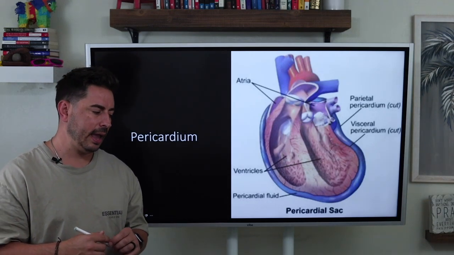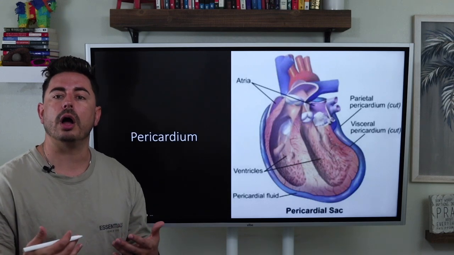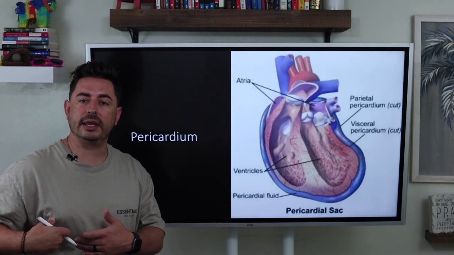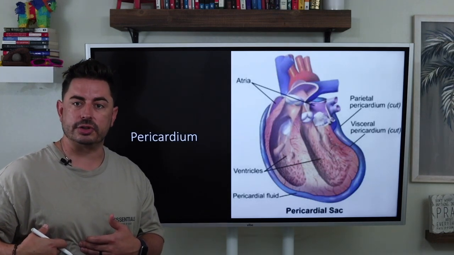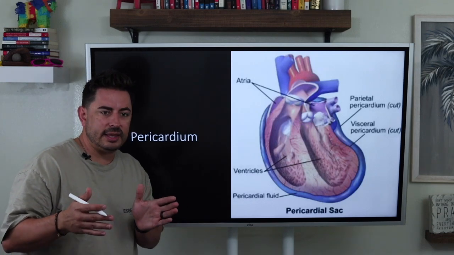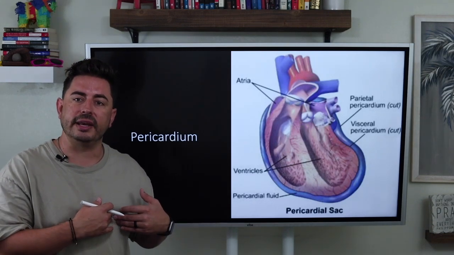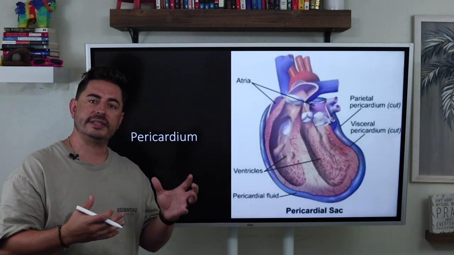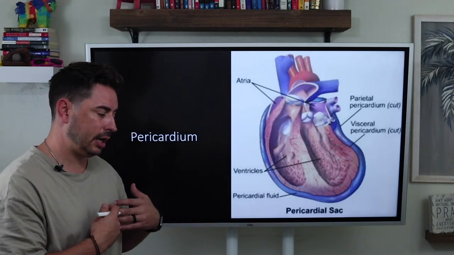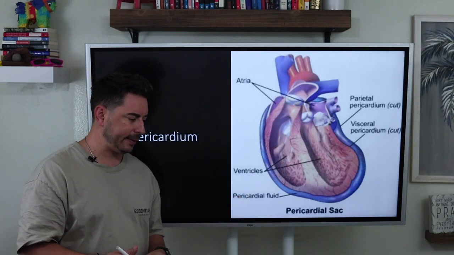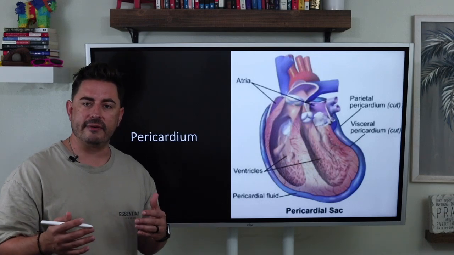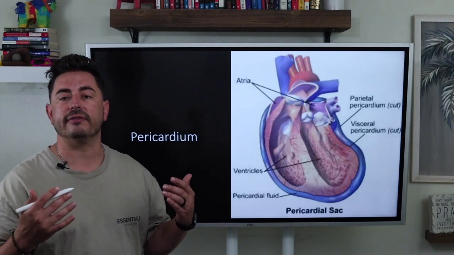When we listen to the heart, what we're listening for is a pericardial friction rub. That's very similar to what we would hear with a pleural friction rub. So the same thing that you would hear with the lungs, you can hear with the heart. And that would tell us that there's inflammation of the pericardial sac.